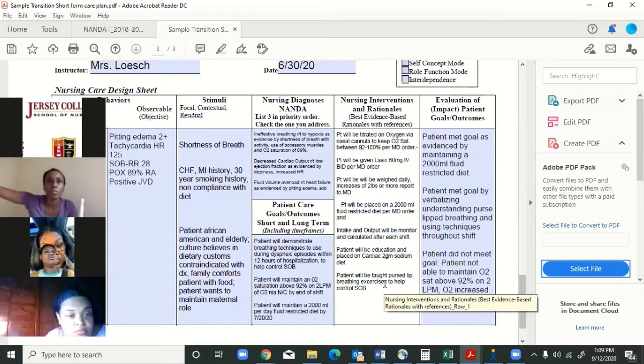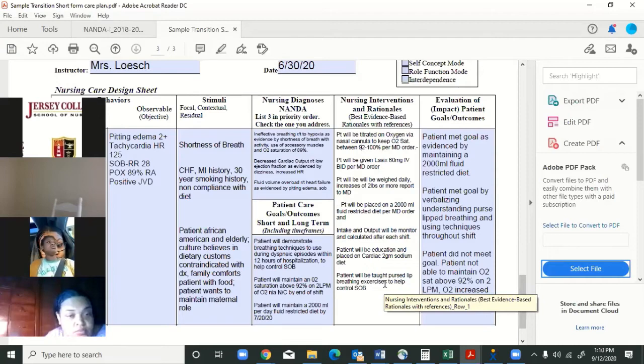Now, goals, okay? You have to have two short-term and one long-term goal. So, for this patient, I made the short-term goals. One is to be able to demonstrate the breathing techniques to use during those episodes of shortness of breath. And he'll do this within 12 hours of being hospitalized because when he came into the hospital, he was short of breath. The pulse ox was down at 85%, their respirations were increased to 28. So we want to try to get that under control right away, right? And get our O2 sats up and get our perfusion and our cardiac output and stuff back.